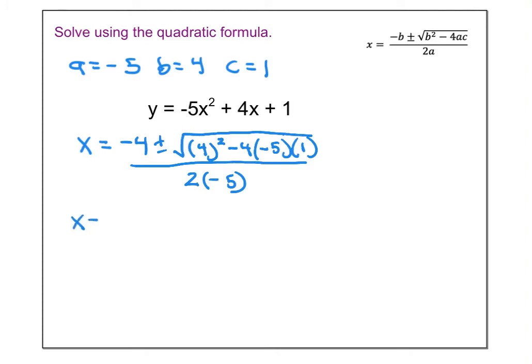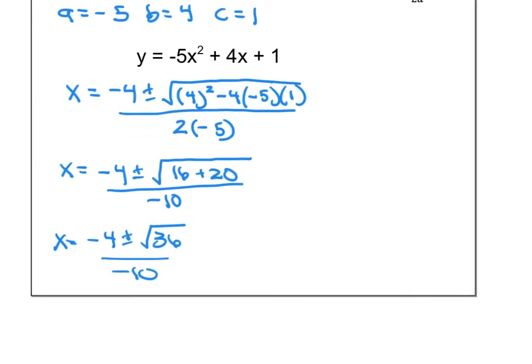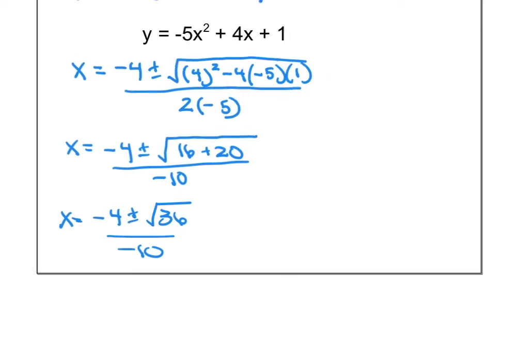So if we clean this up, 4 squared is 16, and negative 4 times negative 5 times 1 is a positive 20. 2 times negative 5 is a negative 10. And then that square root of 36 becomes a 6, all over negative 10.